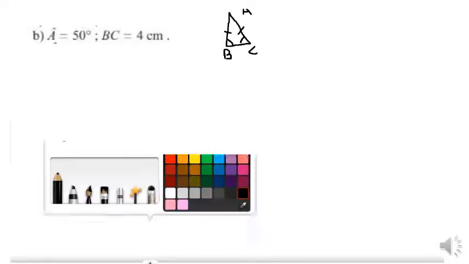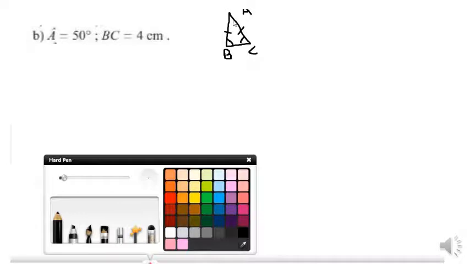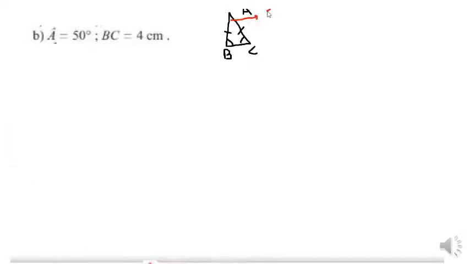Now let's look at the given. Given that angle A is 50 degrees, okay? And BC is 4 centimeters. Can I draw a side and a non-adjacent angle? No, we said that to draw a triangle, the angles must be adjacent to the side. So I have to find the measure of angle B and angle C. To find the measure of the angles, I have to subtract from 180 degrees the measure of angle A.